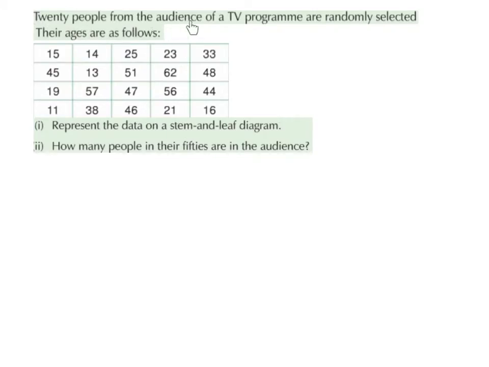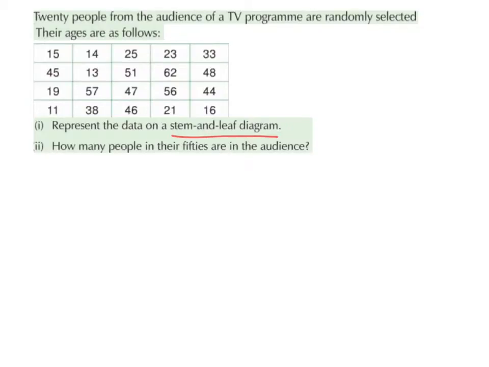20 people from the audience of a TV program are randomly selected. Their ages are as follows: 15, 14, 25, 23, 33, 45, 13, 51, 62, 48, 19, 57, 47, 56, 44, 11, 38, 46, 21 and 16. Represent the data on a stem and leaf diagram.